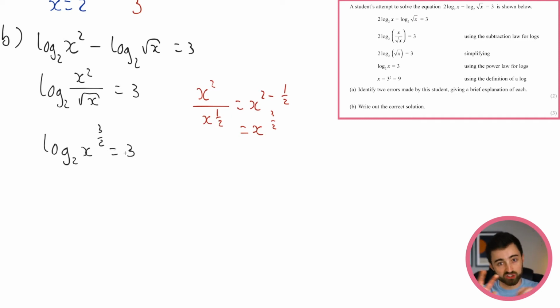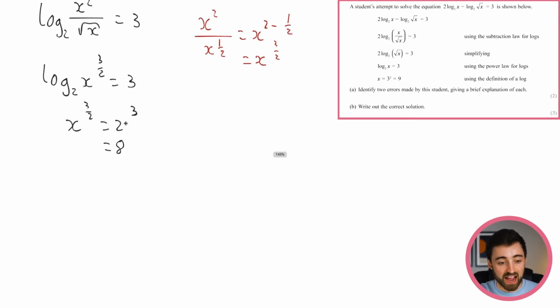Now I do this undoing of the log, but correctly this time. So the base goes to the bottom. So I'm going to get x to the 3 over 2 equals 2 to the 3. 2 to the 3 is 8, right? Cool. So I get x to the 3 over 2 equals 8.